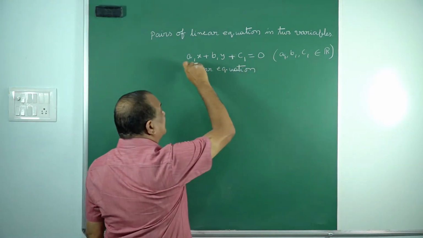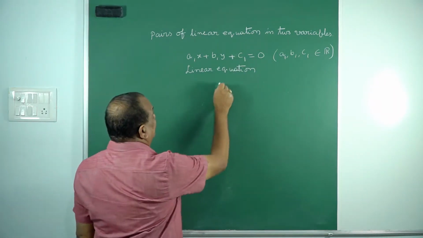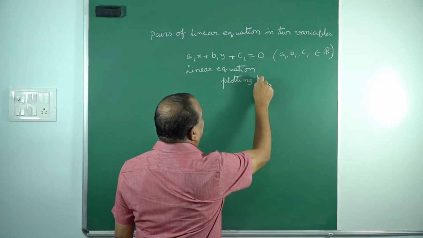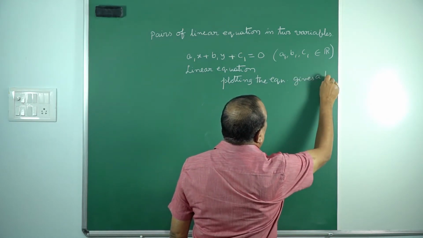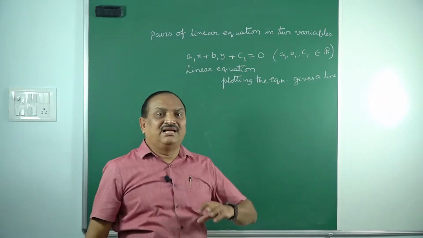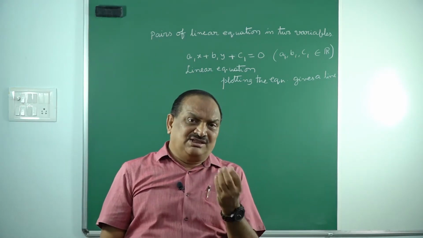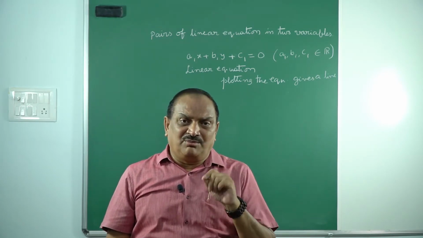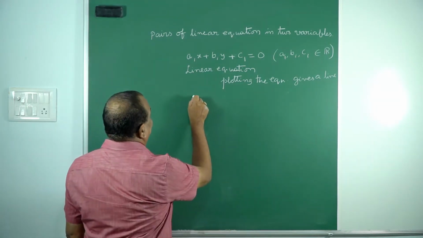If you plot this equation on the graph paper, plotting the equation gives a line. That's why this is called a linear equation. If you take an equation of this kind and try to take some points which satisfy that condition, and then if you plot all the points, they lie on a single line. I just give you one example to substantiate my claim.